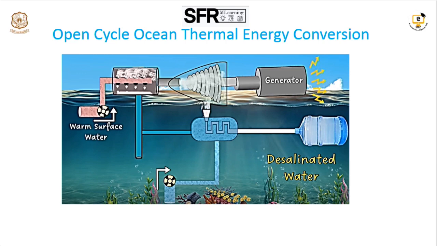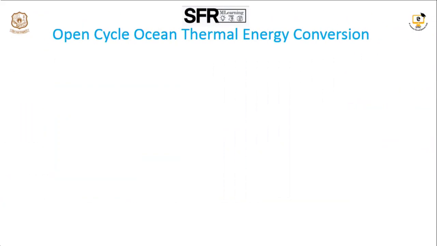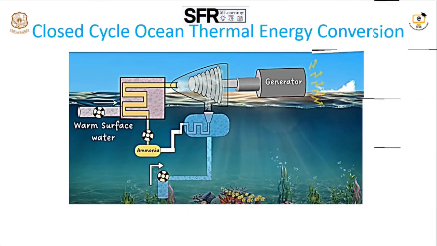That is ammonia. Ammonia has a low boiling point, so that ammonia may be converted into steam. Here we have to remove the low pressure system. For that purpose we are going for closed cycle ocean thermal energy conversion. So these were open cycle conversion systems, and this is the closed cycle ocean thermal energy conversion.